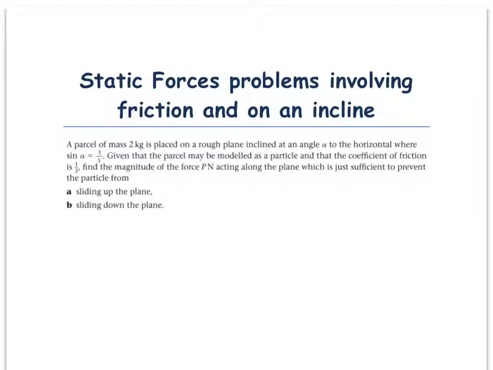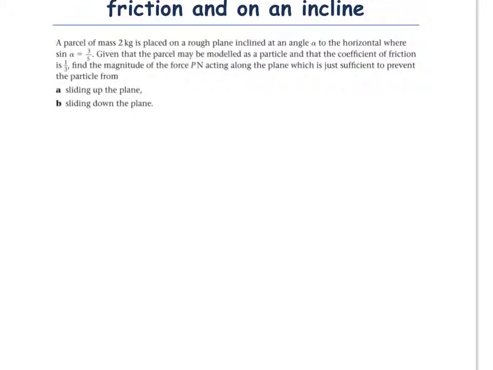Given that the parcel may be modelled as a particle and that the coefficient of friction is a third, find the magnitude of the force P acting along the plane, which is sufficient to prevent the particle from sliding up the plane or sliding down the plane. So, the first thing we need to do, as we do with most Mechanics 1 problems, is draw ourselves a diagram of what is happening in this question.